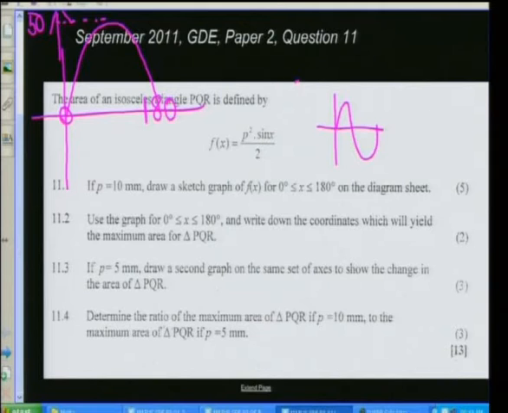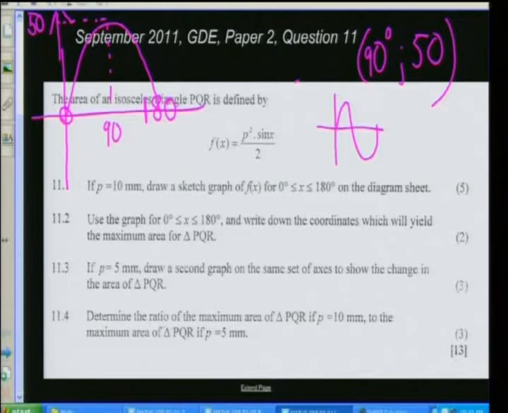Okay, so you're happy so far? Yes, ma'am, I am. Okay, now in the next question, and I'm sure you'll be able to do that. Oh, and by the way, they ask us to write down the coordinates which will yield a maximum area, and then you look for the maximum of your graph, and those coordinates where the graph is at its highest will be 90 degrees on the x-axis and 50 units on the y-axis. So just 90 degrees, 50. Okay. Yes, ma'am.